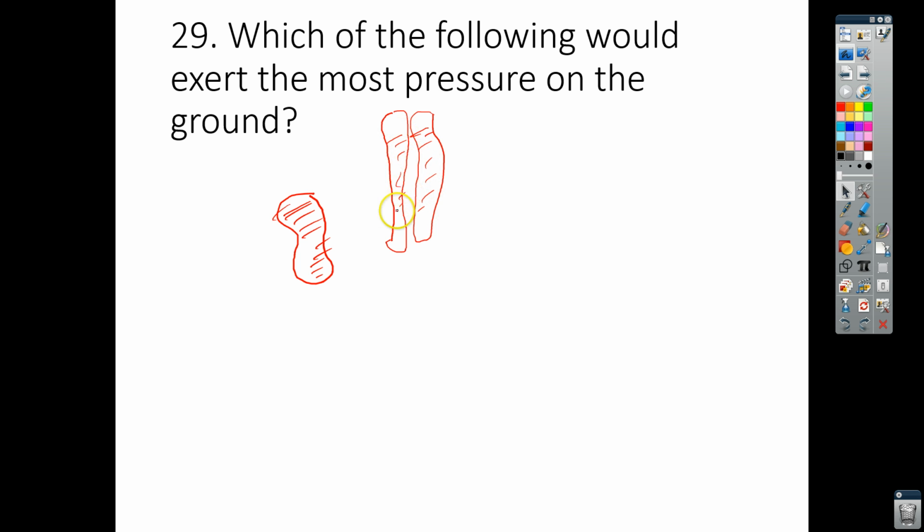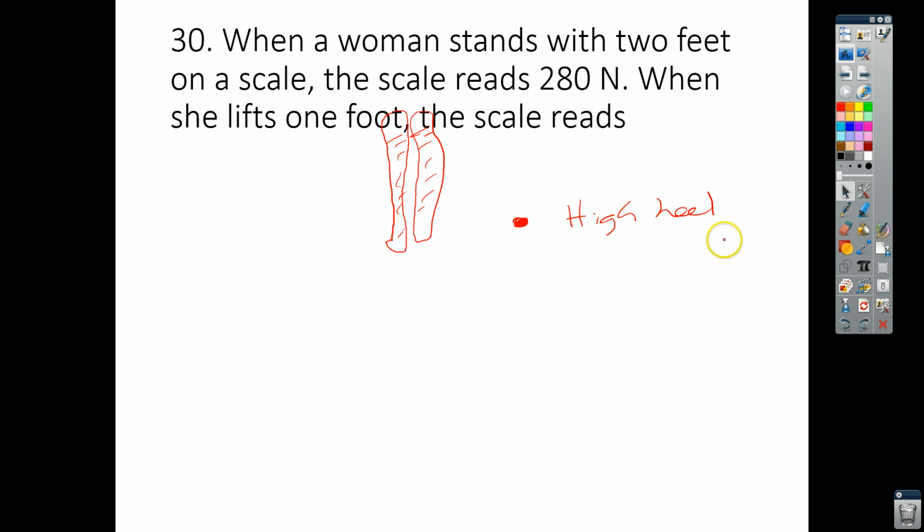And then finally we have the high heel, just the back of the high heel. So the back of the high heel is going to be really small like this. So it's going to have a lot of pressure. And that is what the answer is. It's just basically the high heel, and that has the most pressure. Let's go on to the next one.